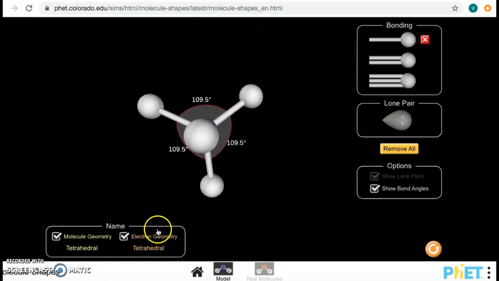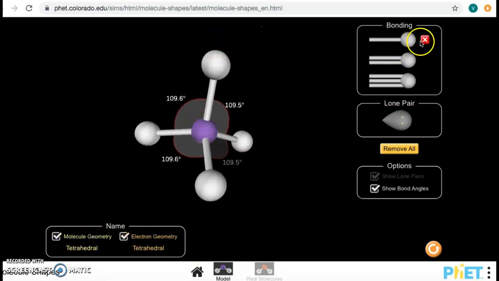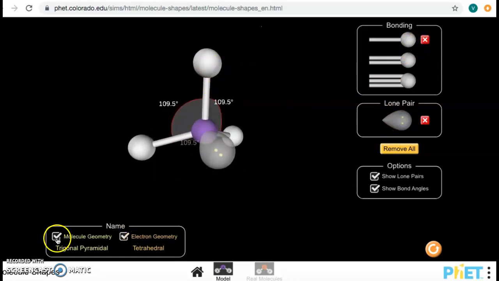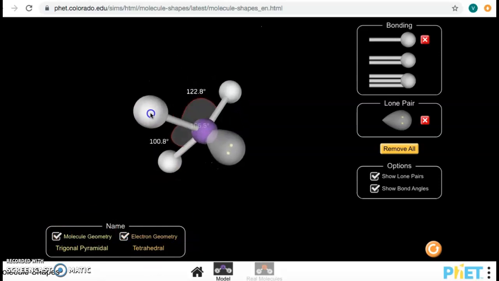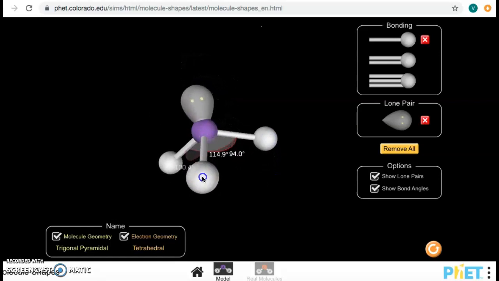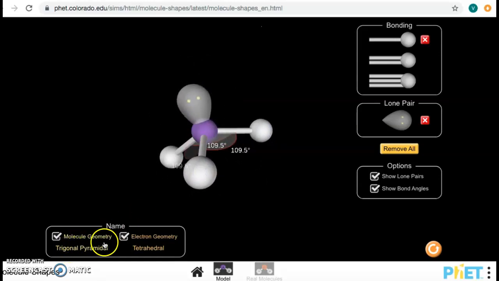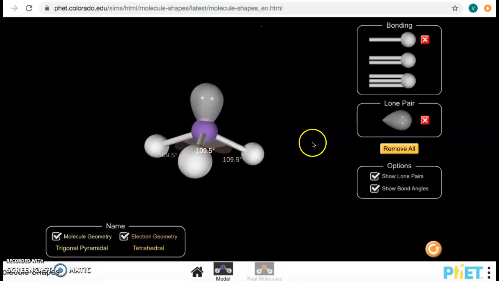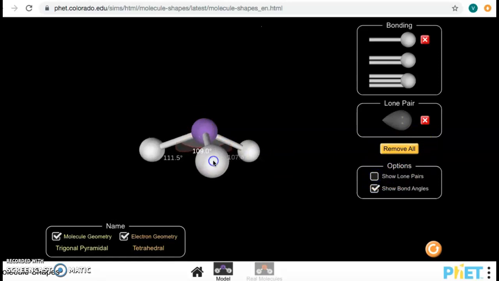If there's no lone pairs, the molecular geometry is the same as the electron pair geometry. But if we replace one with a lone pair, now these are different. The electron pair geometry is still tetrahedral because we still have 4 domains, but our molecular shape is now trigonal pyramidal. So there's 3 things on the bottom here, and it looks like a pyramid. If I don't show the lone pair, there's the trigonal pyramidal.